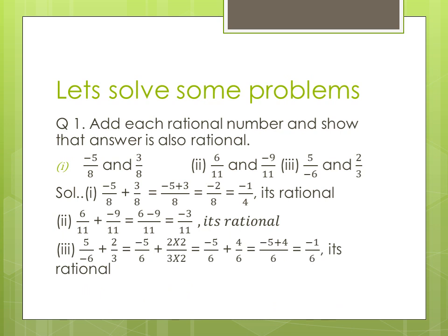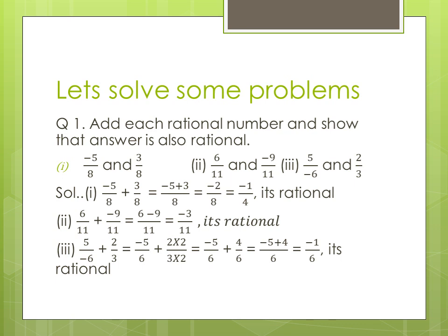Now in the third case, we see 5 by minus 6 and 2 by 3. Here the first step is that we take this minus sign into the numerator. We can do that. The minus sign in the denominator is equal to the minus sign on the numerator, or at the center. All three are the same. Now the second step is to look at the denominators, which are 3 and 6. First we have to take the LCM. The LCM of 3 and 6 is 6. So we have to convert this quantity and make its denominator 6.